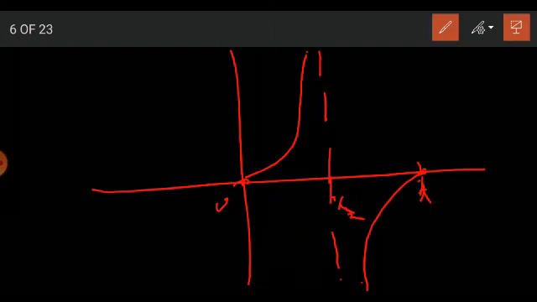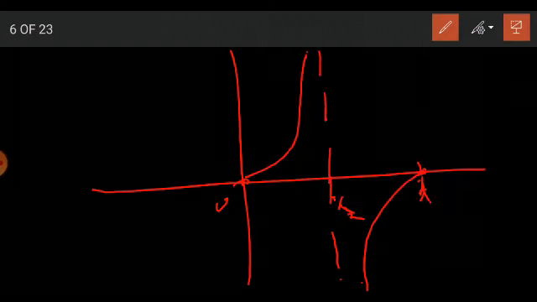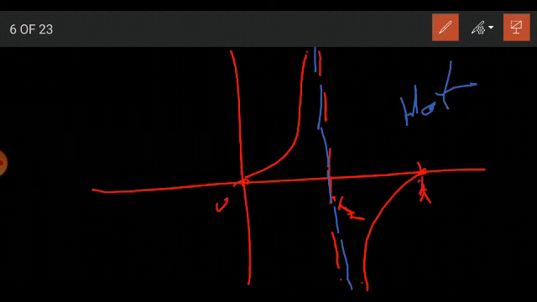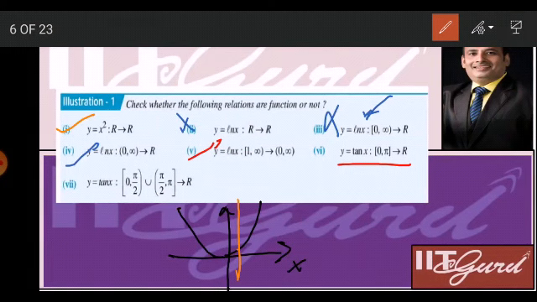But at pi by 2 you find there is a discontinuity in the graph. If you draw a vertical line at x equal to pi by 2, you find no intersecting point. So we conclude that it is not a function. So it is not a function. Okay, so this one is also wrong over here. It will not be said to be a function if you verify.